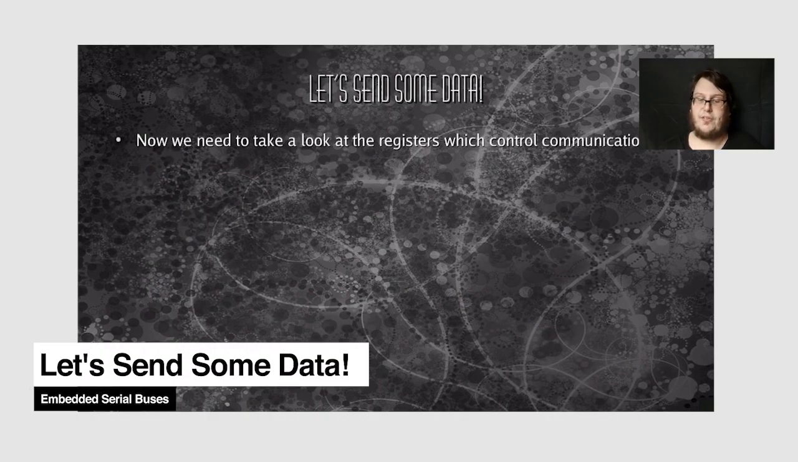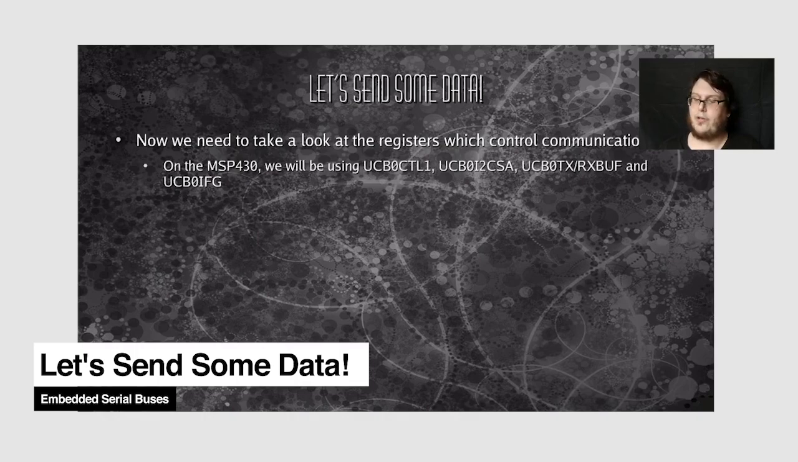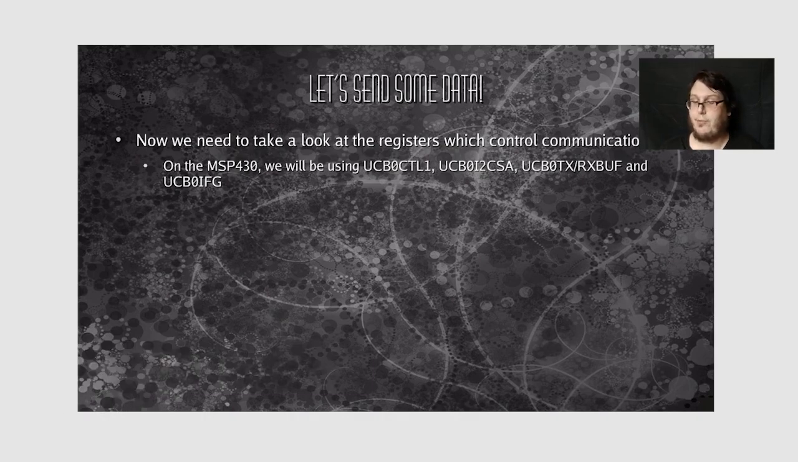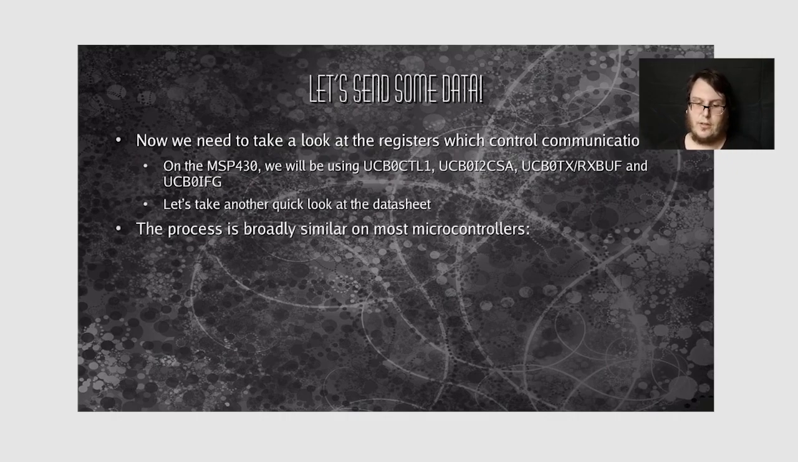So let's actually send some data. Those same registers, the control 0 and control 1, we're going to be using those, as well as I2C SA, which has the peripheral address, the transmit and receive buffers, and also those interrupt flags. Those are the registers that we'll be using to actually control communication. At this point, we're going to take another quick look at the data sheet. So let's switch back to that quickly.